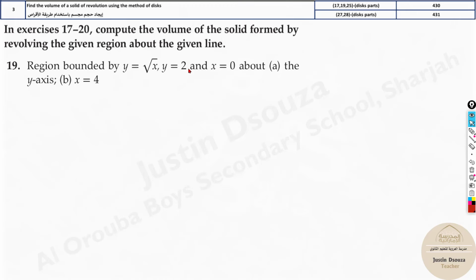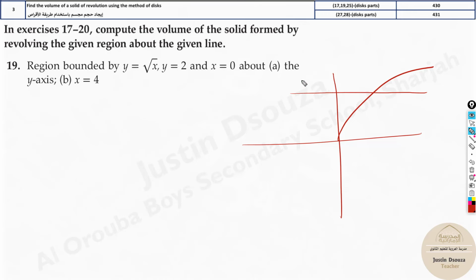What about this one over here? Now let's just simply graph this out. Y is equal to root x. The square root x is something like this, isn't it? That's the graph. And y is equal to 2. So let me just draw it a bit like this. And y is equal to 2. Imagine that's the line. And x is 0. So x is 0, is this the line? So let's just highlight the points of intersection, the enclosed region. So that's the region. Now about the y-axis, that means along this it will be something like this.